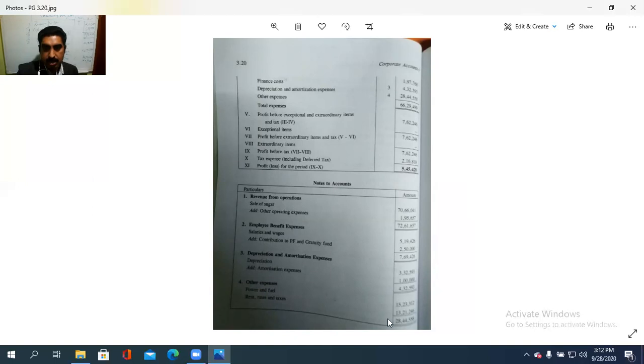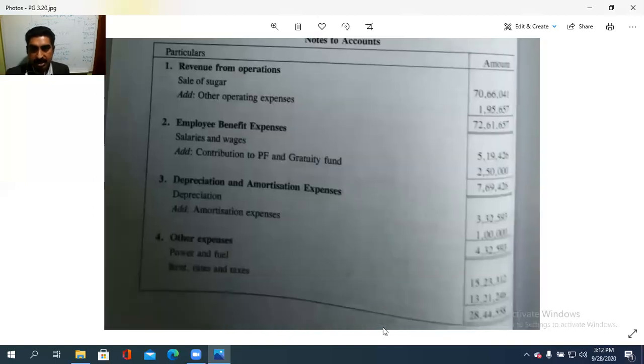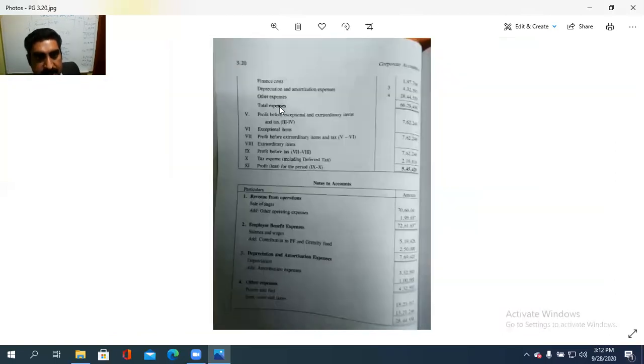So see here, 332,593 is the depreciation and amortization is 1 lakh. So 432,593 should be added up and put as the third note, depreciation and amortization expenses. Then after that the fourth one is other expenses.